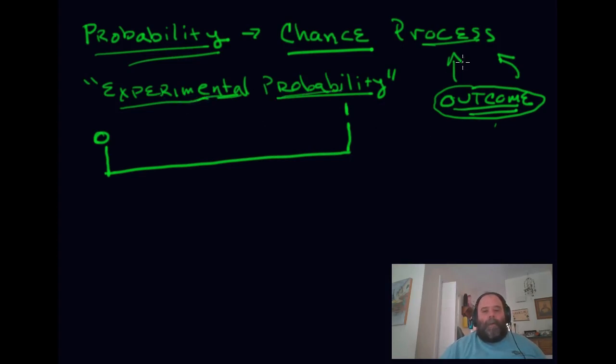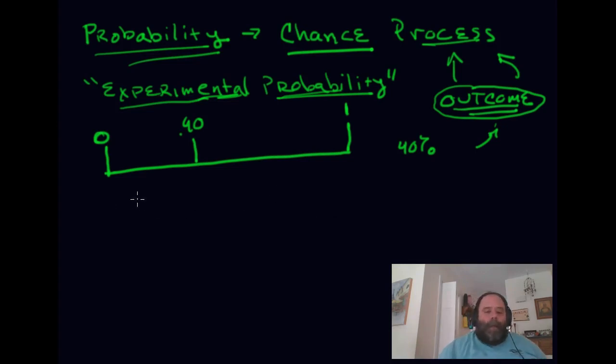It's like if I did this chance process over and over again, what proportion of the time? So here, if I was at 0.40, that means that 40% of the time I would get this outcome when this process repeats.